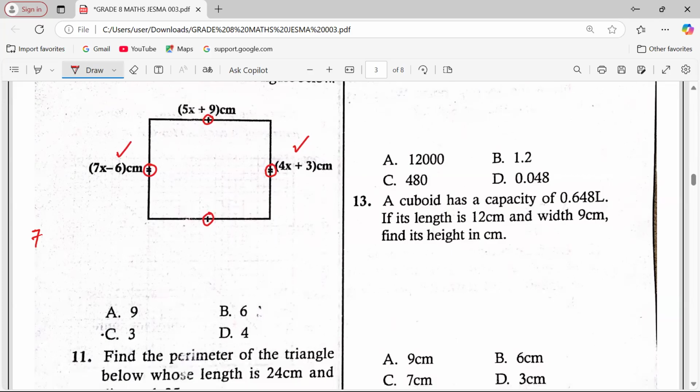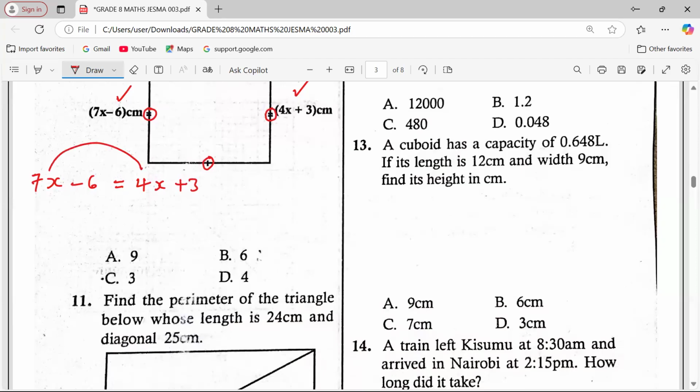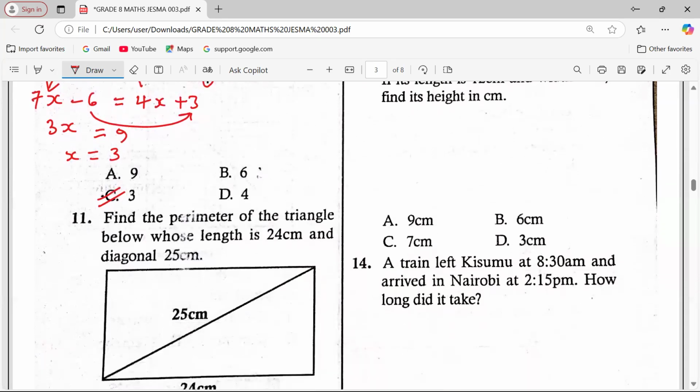So we say 7x minus 6 is equivalent to 4x plus 3. To group terms together, 4x will have to be subtracted here, and that will be 3x. Then negative 6 will become addition on this side. So this is equal to 3 plus 6, which is 9. For us to remain with x, we have to divide through by 3, and this gives us exactly the value of 3. So the answer here is exactly 3, which is option C.